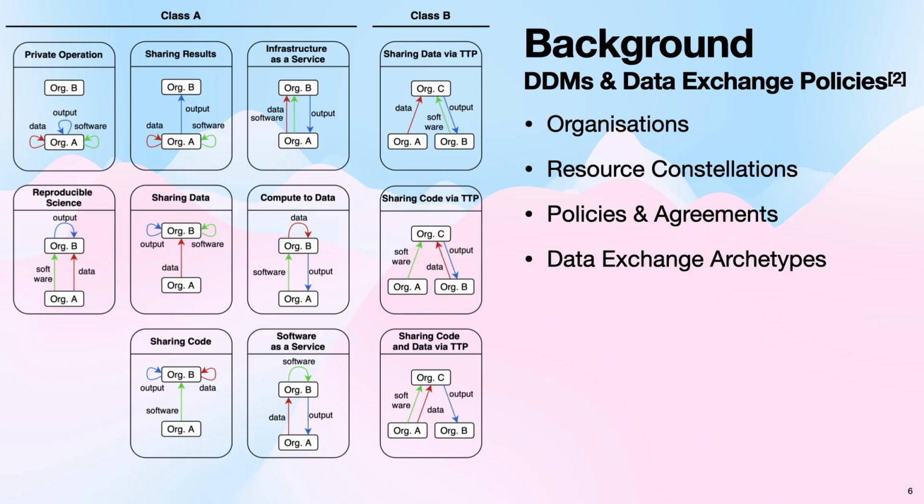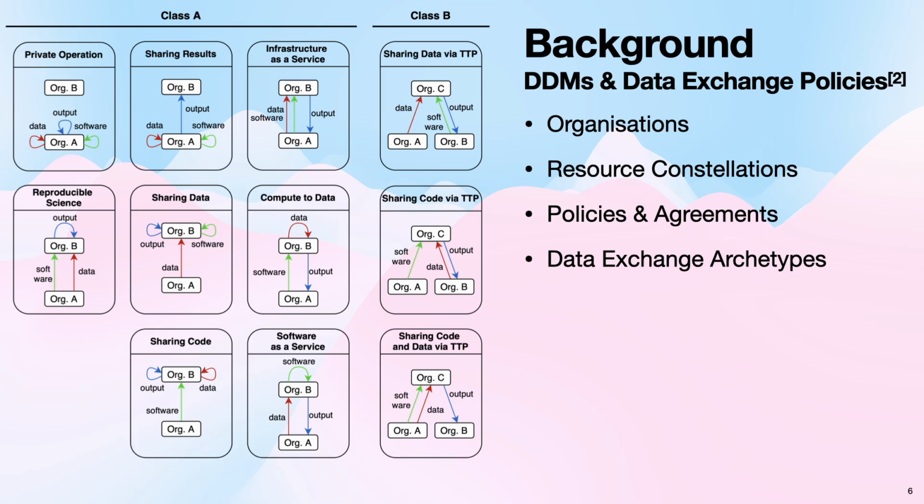Scattered Directive utilizes policies. These policies consist of organizations, resource constellations, and the policies and agreements that are made within this context. A data exchange archetype defines where certain data lives and where it is allowed to go. This concerns data, software, and output.